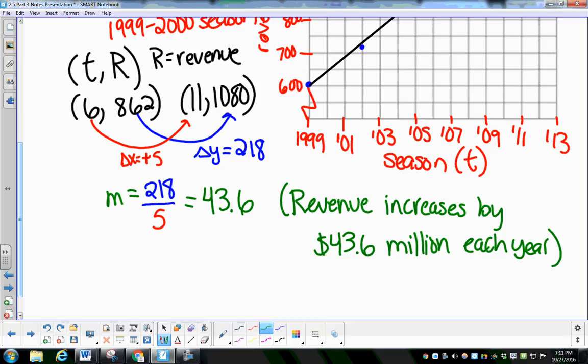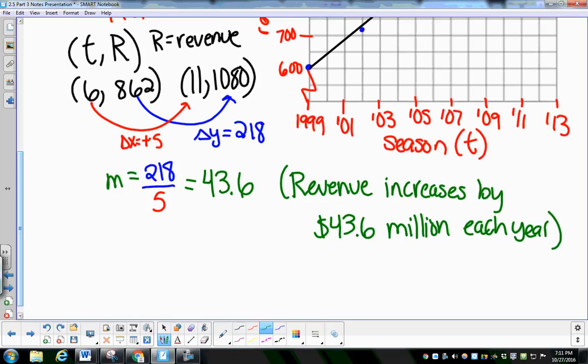All right, so let's go ahead and try to work more with this equation. We know our slope, so we know our m. Now what we can do is we're going to try to write this in slope-intercept form. You can either put it in point-slope form, or you can just go ahead and start writing this in slope-intercept form. We know it's y equals mx plus b, so y equals 43.6x plus b. We want to know b.